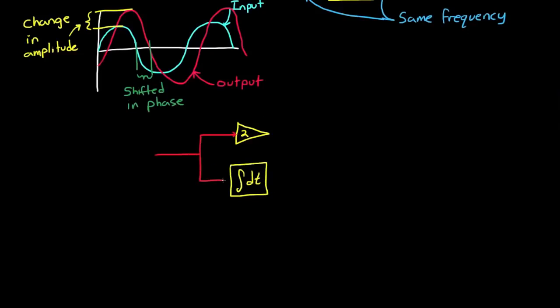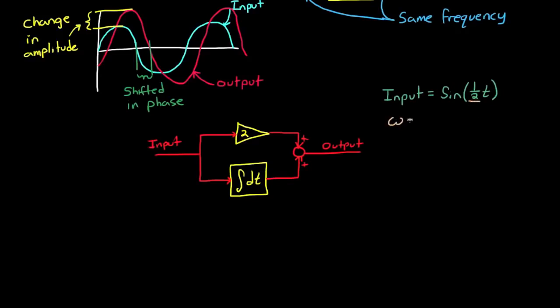If we take an input sine wave and subject it to these two separate paths, the upper path is just multiplying it by a constant 2, and the lower path is integrating it, and then summing them together produces the output. If we make the input a pure sine wave of frequency 1/2 radians per second, then we could just calculate mathematically what the output would be.